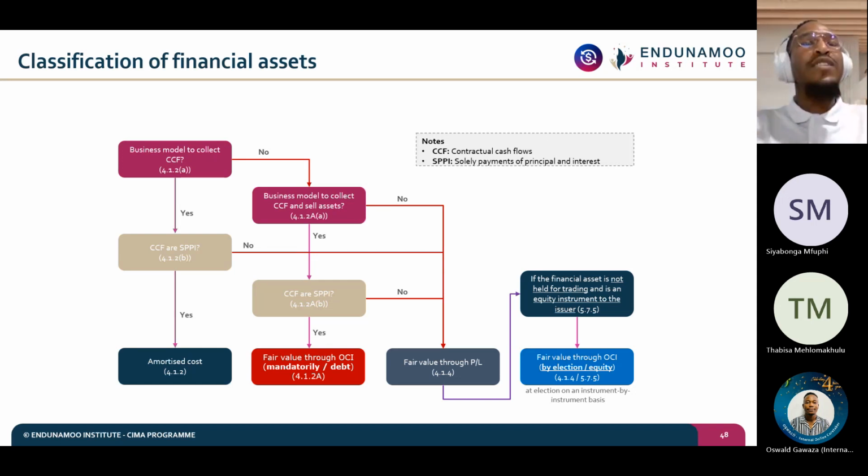So always consider the SPPI test. The SPPI test will tell you whether you're going amortized cost or fair value through OCI. And you can only go to amortized cost if the business model is only to collect contractual cash flows. As soon as you are saying contractual cash flows and sale of these financial assets, you will have to consider fair value through OCI. And if the SPPI test is not met in that instance, anything that doesn't meet SPPI goes through fair value through profit or loss as a classification.